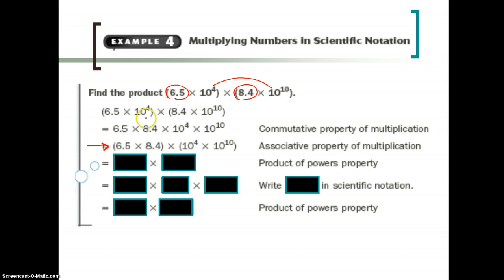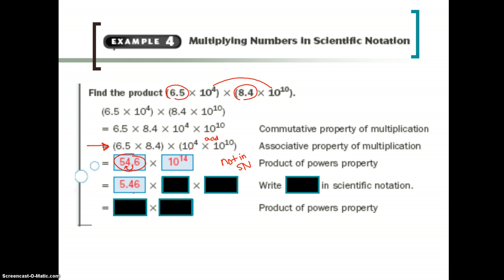So multiply 6.5 times 8.4. You get 54.6. Now remember the rules of exponents. This has the same base of 10, so we add the exponents together. So 10 to the 14th power. You can see this is not in scientific notation. Why? Look at this number. 54 is not between 1 and 10. That means I need to move this decimal point over so it's 5.46.